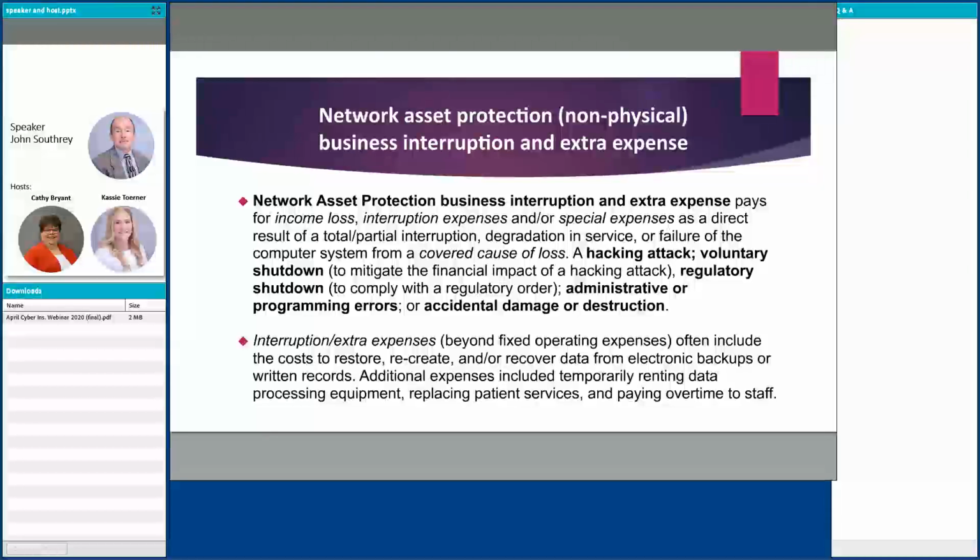Interruption expenses or extra expenses go beyond just your fixed operating expenses like payroll, rent, and insurance premiums, and often include the cost to restore, recreate, or recover data from electronic backups or written records. Additional expenses can include temporarily renting data processing equipment, replacing patient services, and paying overtime to staff.